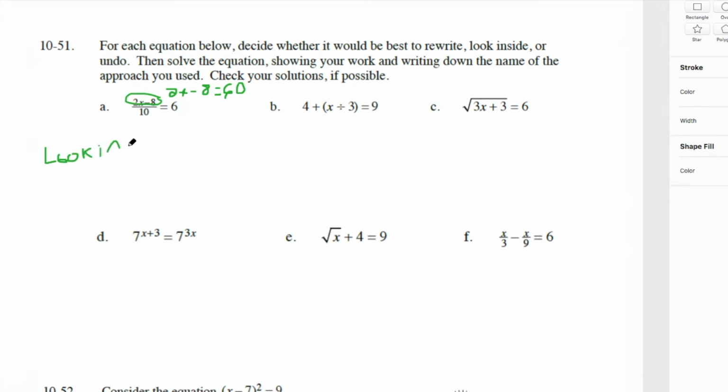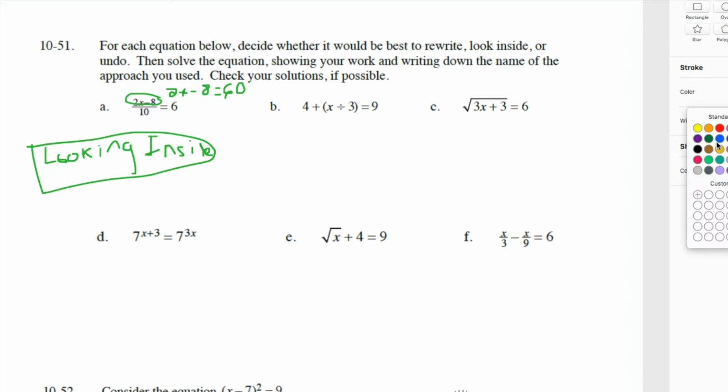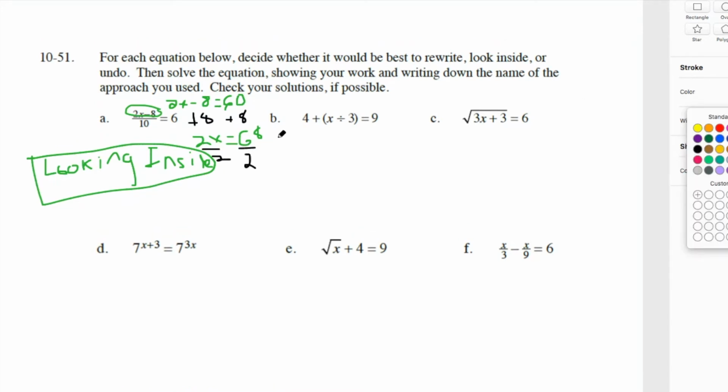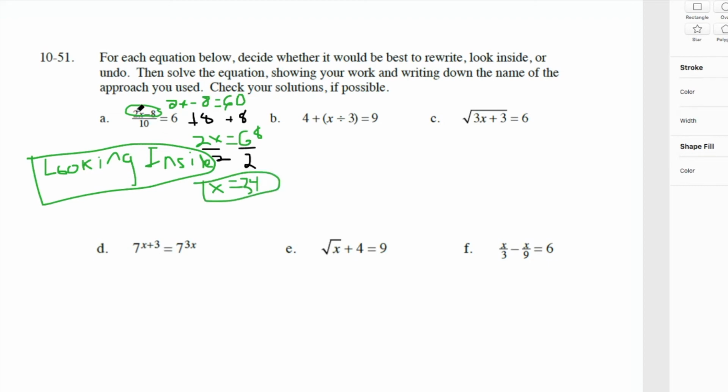This is really just saving one step, which is solving by undoing, because even though I looked inside and just logicked through it, what I'm technically doing is multiplying both sides by 10. That's why I know this can be true, but I also know it's going to be true just through logic. 60 divided by 10 is 6, so 2x minus 8 has to be 60. Add 8 to both sides. 2x would equal 68. Divide both sides by 2. X equals 34 would make this equation a true statement.